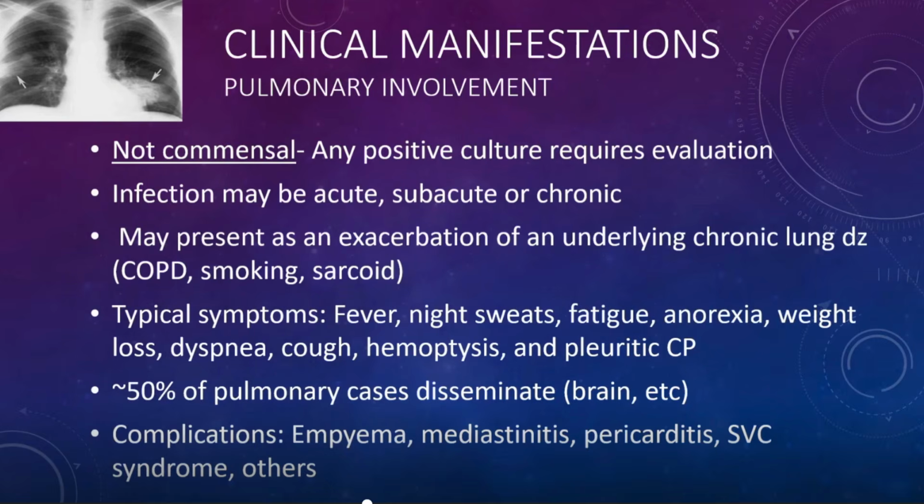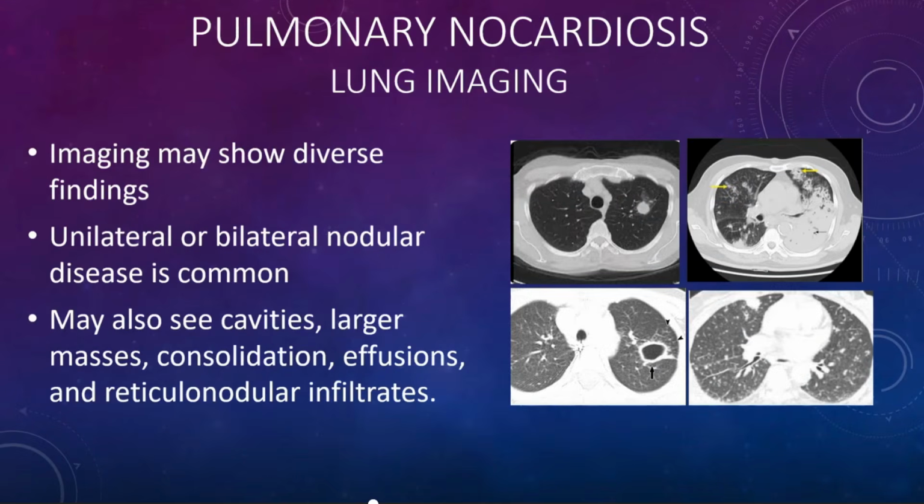And complications of pulmonary disease, again, are similar to other chronic lung infections and can include empyema, mediastinitis, SVC syndrome, and others. On lung imaging, there can be a variety of diverse findings. You can have unilateral or bilateral nodular disease. You can see the formation of cavities, consolidation, effusions. These are all different lung findings in a patient with pulmonary nocardiosis, as shown on the right side of the slide.